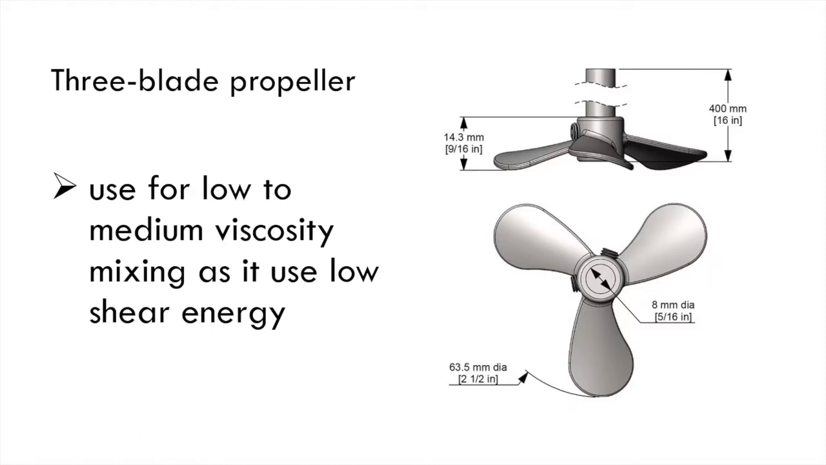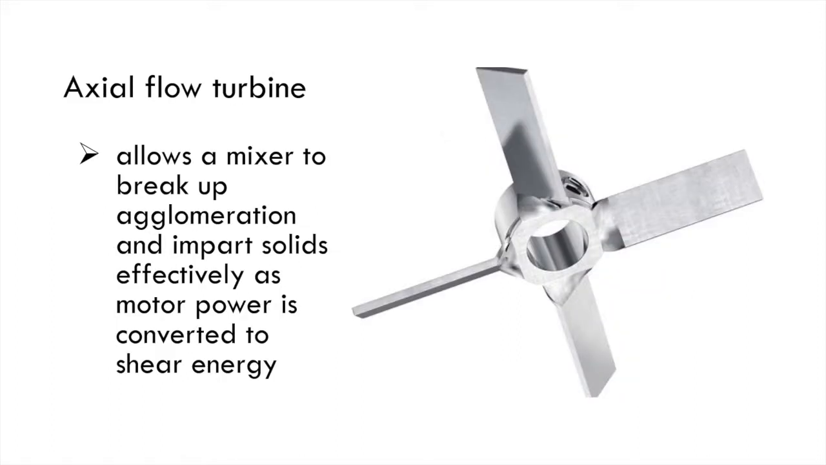The 3-blade propeller is often used for low to medium viscosity mixings as it uses low shear energy. Meanwhile, the axial flow turbine allows a mixer to break up agglomeration and impart solids effectively as motor power is converted to shear energy. For your information, overhead stirrers are widely used in the industry during mixing process. Next, let us see other equipment that can be used in mixing process.